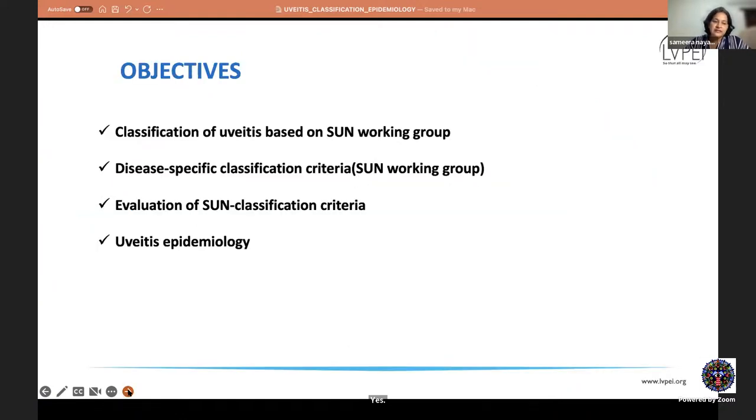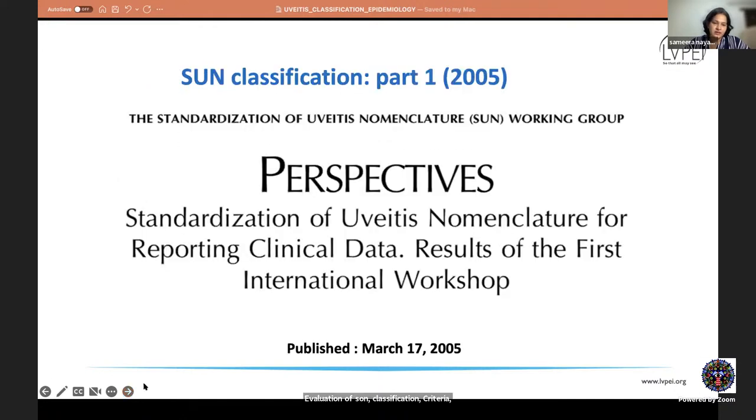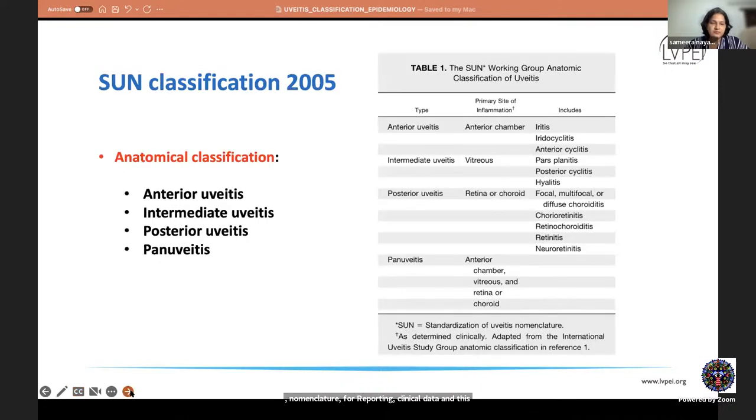Hello, everyone. In this presentation, I'll be talking on classification of uveitis based on Sun working group, disease-specific classification criteria based on Sun working group, evaluation of Sun classification criteria, and uveitis epidemiology. In 2005, the world's major uveitis societies instituted standardization of uveitis nomenclature for reporting clinical data, and this has been accepted across the world. In this, uveitis has been classified as per the anatomical location of inflammation.